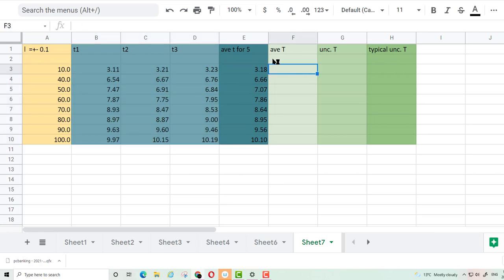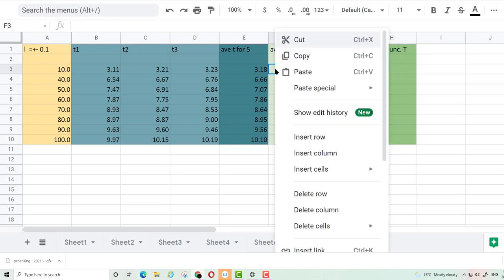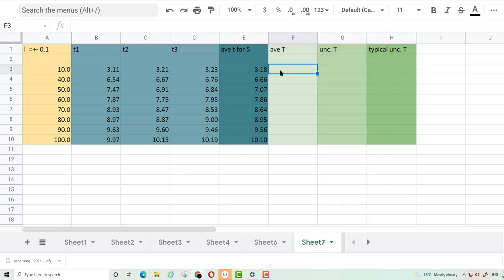Now it's the period that we're really interested in this experiment. So what we've got to do is take these averages for 5 periods and divide that number by 5. So once again, formula works well. Start with an equal sign. Click on the box where the number is. Divide that number by 5. Press enter and then pull down.